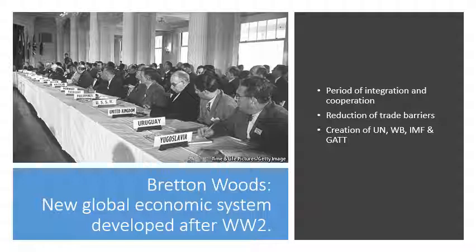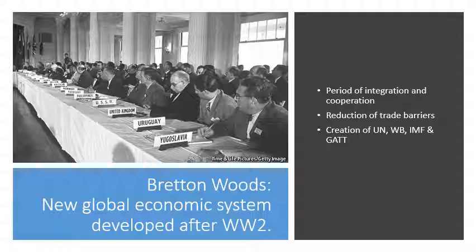The whole aim was to reduce trade barriers, and to help with that, there were a couple of trade agreements that eventually morphed into the World Trade Organization. Of course, the most well-known is GATT. The creation of the UN happened after World War II. It happened in 1945, and the UN grew out of the former League of Nations.